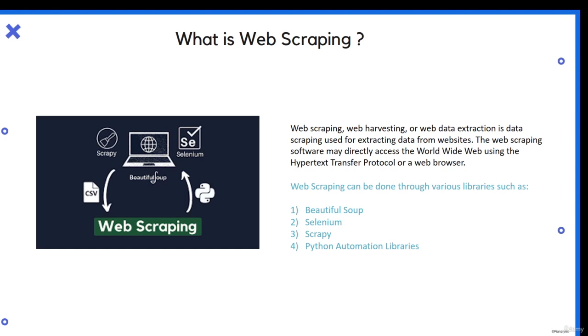Now there are several different libraries present. Some of them are Beautiful Soup, Selenium, Scrapy, and Python automation libraries. Beautiful Soup is a library present in Python. Selenium is also a Python library. Then we have Scrapy, and there are several different automation libraries also. So these are the different options. In this project we'll be using Selenium. I'll show you what we can do with Selenium and how to use it.